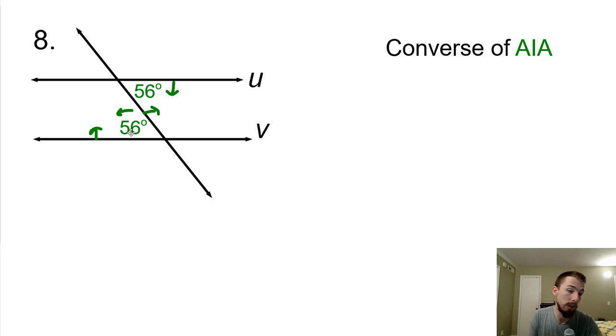56 is congruent to 56, which tells us that these 2 lines are going to be parallel. So that would be U is parallel to V, and we could actually mark that here if we wanted to. So U is parallel to line V by the converse of the alternate interior angles theorem.